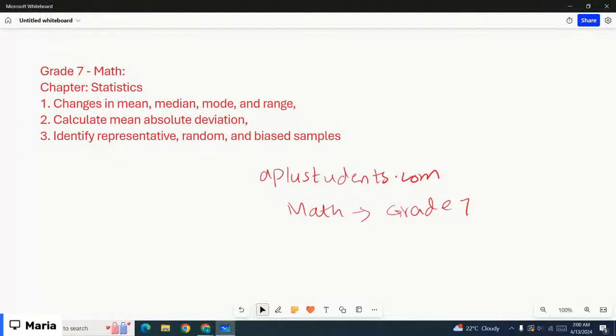We're going to start with the chapter statistics. The lessons we're going to cover today are changes in mean, median, mode and range, calculate mean absolute deviation, identify representative, random and biased samples. So please make sure you have your notebook and pencil so that you can note down the important examples and definitions as well, right? Let's just start with the first lesson.